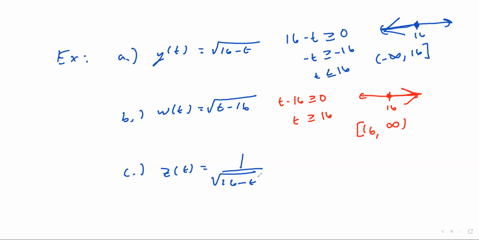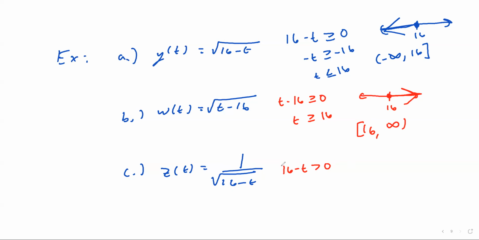This one's a double whammy. Here, I have the square root, which has to be greater than or equal to 0, but then it's also part of a rational expression because it's on the bottom of a fraction, and it can't equal 0. So in this case, when you're ever limited like this, you would take the 16 minus t and just set it to greater than 0.